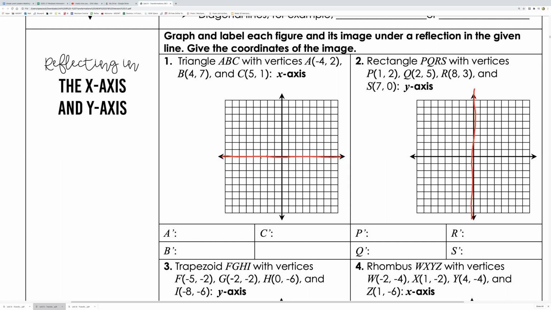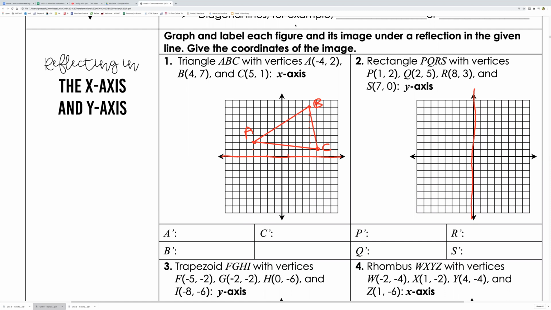So 1, 2, 3, 4, 1, 2, put a dot, that's A. 4, 7, so that's 1, 2, 3, 4, 1, 2, 3, 4, 5, 6, 7, put a dot. And then 5, 1. Then we're gonna connect our dots. Okay, we need to make sure our points are equidistant.